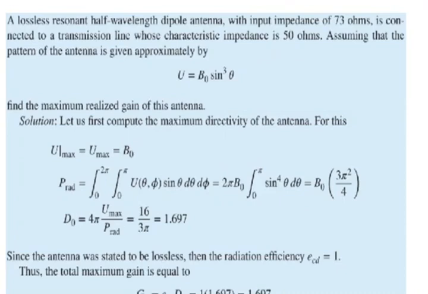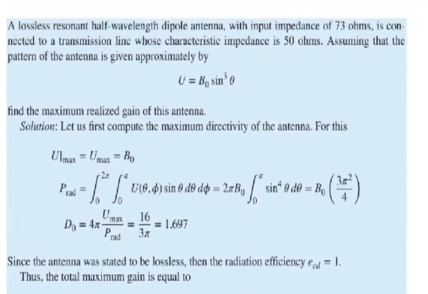Now this radiated power can be equated to the power radiated by an isotropic source, which is 4 pi U naught, and we get the directivity as you can see, with the 4 pi term here and the 3 pi square by 4 term also taken here. You can solve this particular equation and see the value obtained for directivity is 1.697.